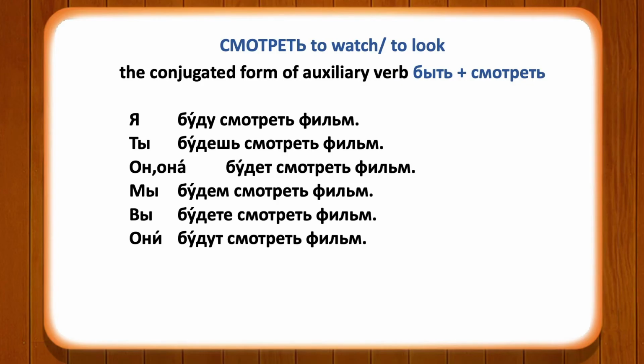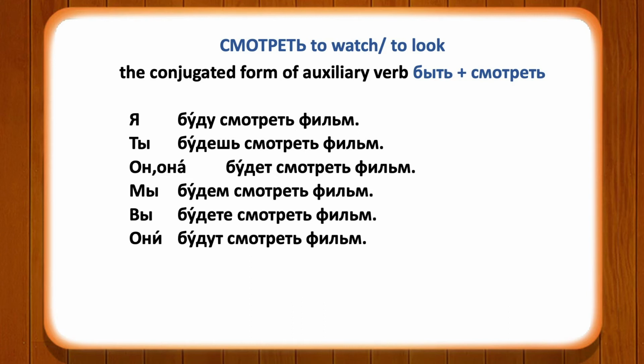Let us conjugate one more verb in compound future tense. Смотреть. Смотреть means to watch. Смотреть in future tense form will be used with the help of the auxiliary verb быть. So the forms will be same. Я буду смотреть. The formula would be same. Я буду смотреть. It means I will be watching or I will watch. Ты будешь смотреть, which means you will be watching or you will watch.